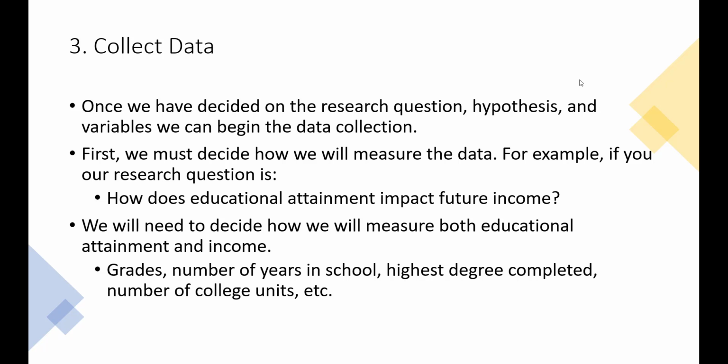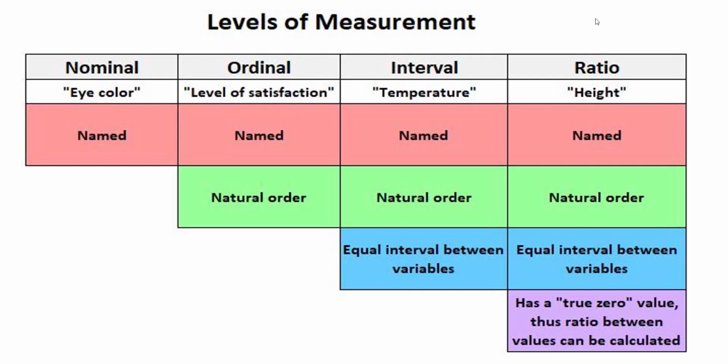Income's a little simpler. We can just say your yearly income or your monthly income or your weekly income. But we still need to specify what we mean by income there. Whether we're going to take it for the year, for the month, for the week, etc. Another step in setting up our variables here is to figure out the level of measurement we're going to have.